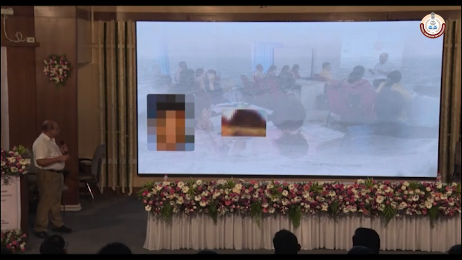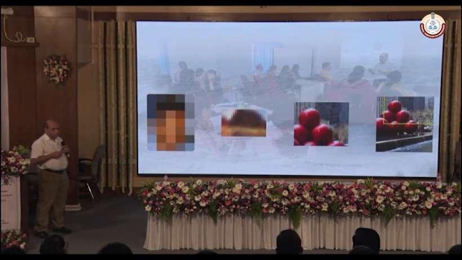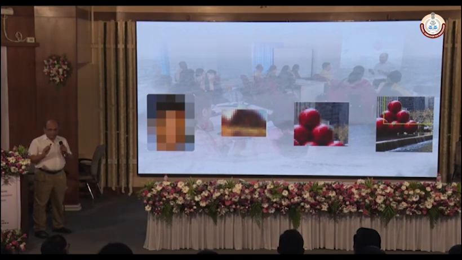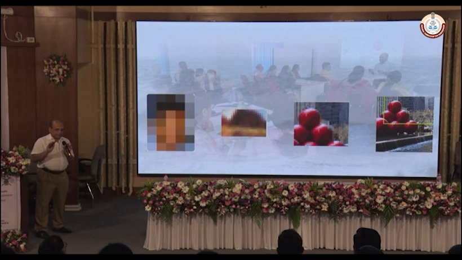We'll have four images. Just look at each of these images and see what is happening. Okay, now there is clarity, right?